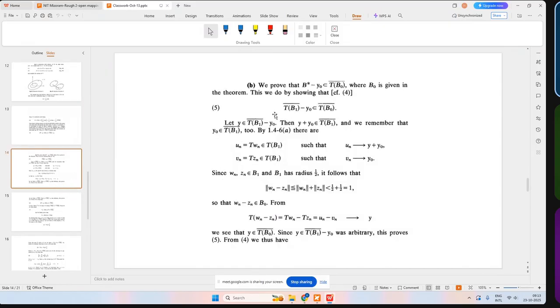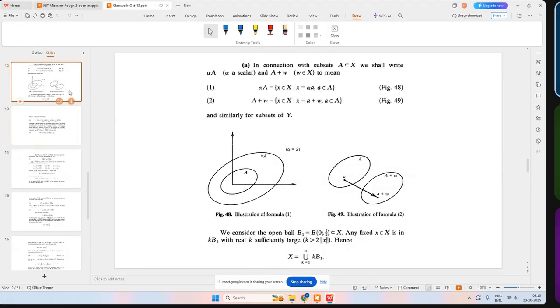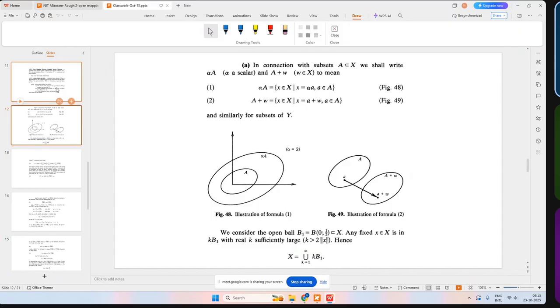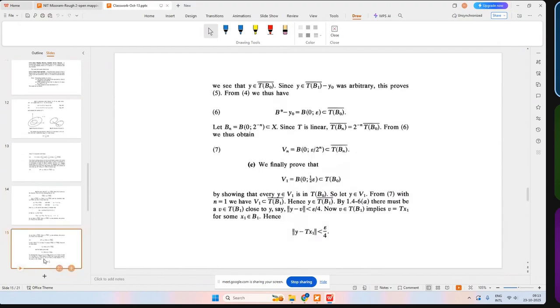That's the first thing. That's what we wanted to show, right? You remember what we wanted to show. Look at part A: the closure of the image of the unit ball contains a ball of B star. That is the first thing that we have proved.